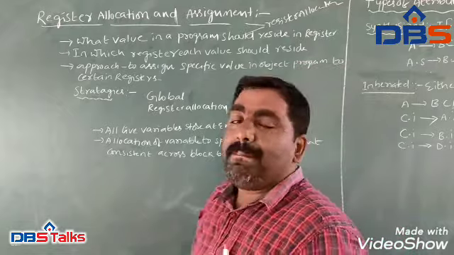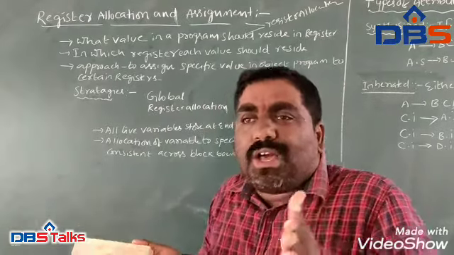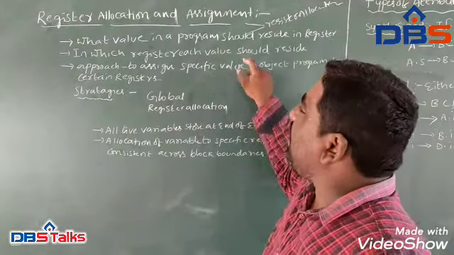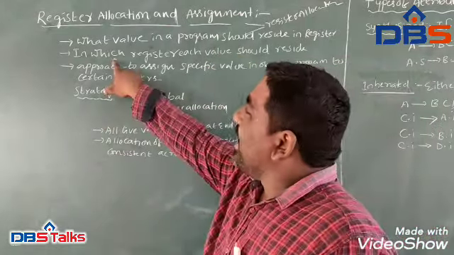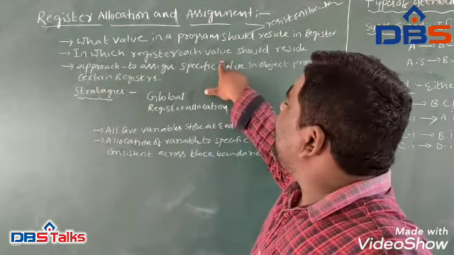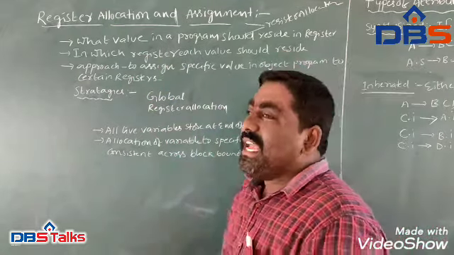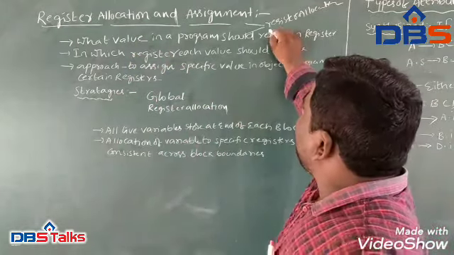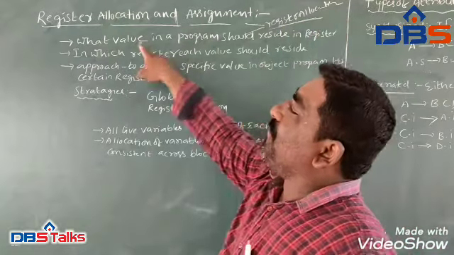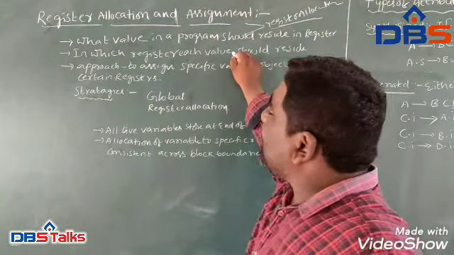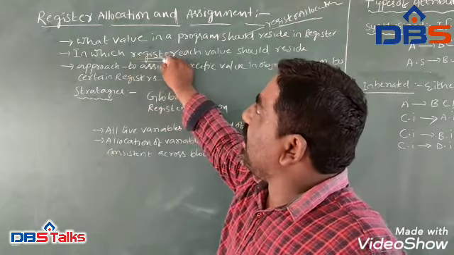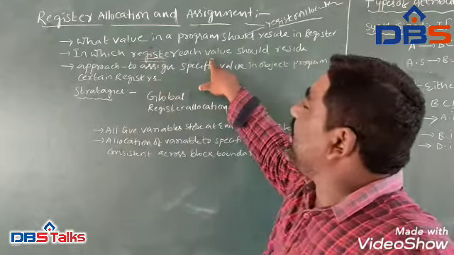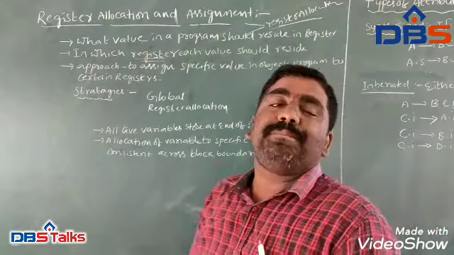Whereas, what is meant by register assignment? Both are somewhat similar, but there is a small difference. Register assignment means deciding in which register each value should reside. So register allocation deals with the value, whereas register assignment deals with the register.